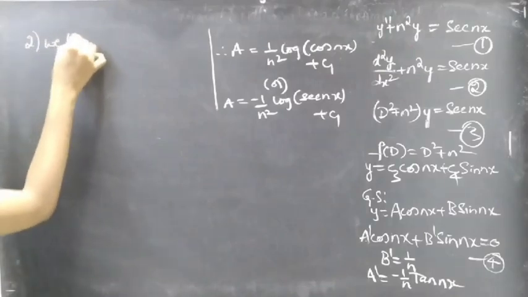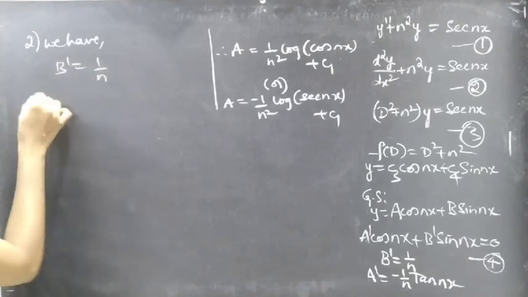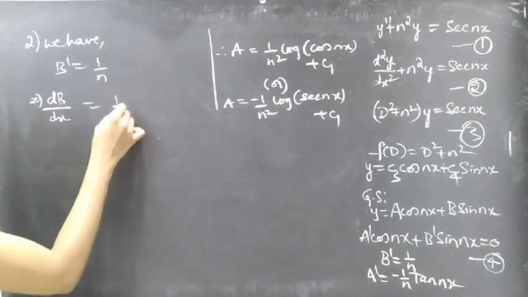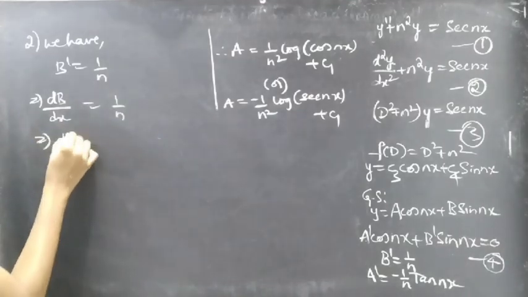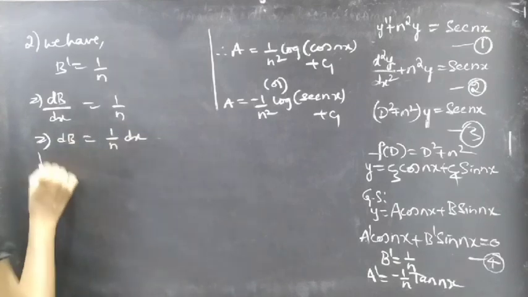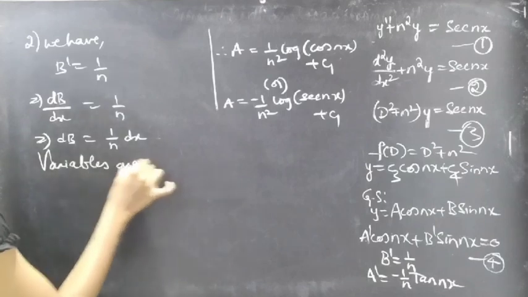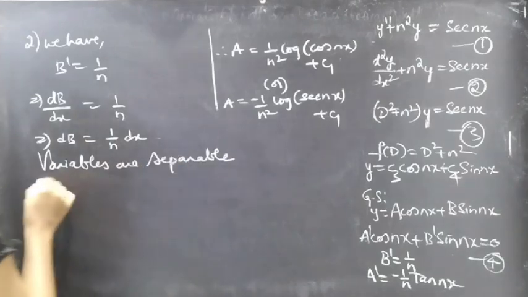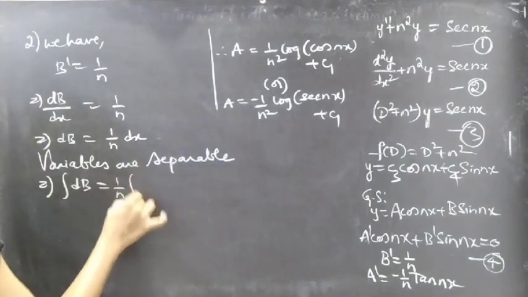We have b dash equals 1 by n. B dash is nothing but the derivative of b with respect to x. Let's now separate the variables by taking the differential dx to the RHS. We'll get db equal to 1 by n dx. Here the variables are separable. So let's perform integration. Integral db equal to 1 by n integral dx.